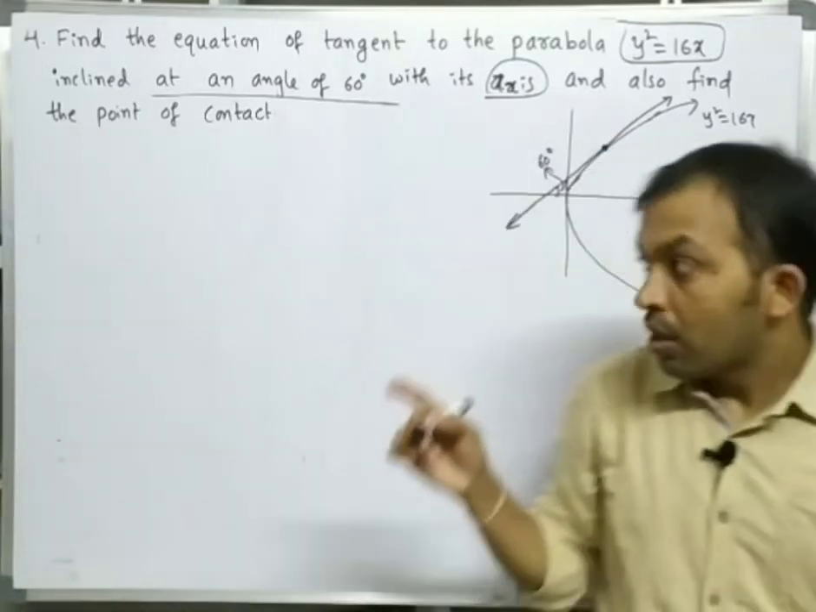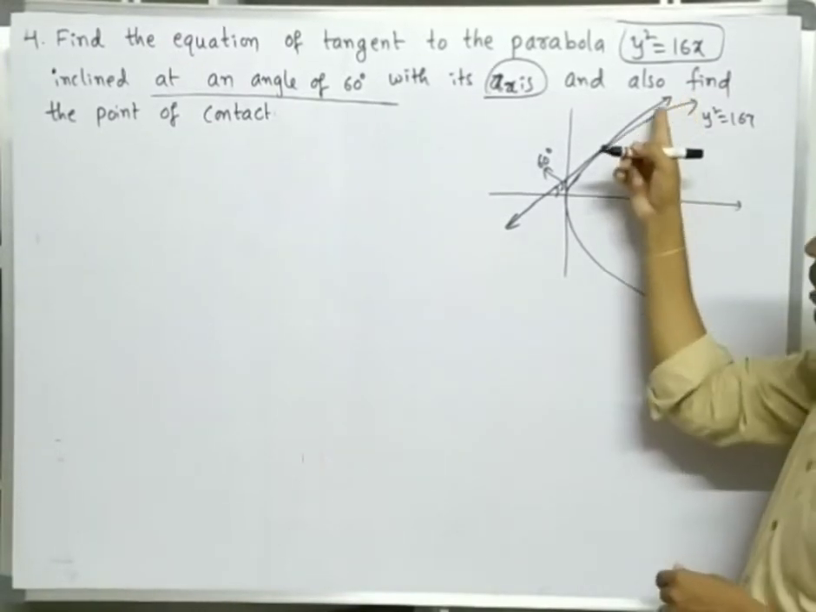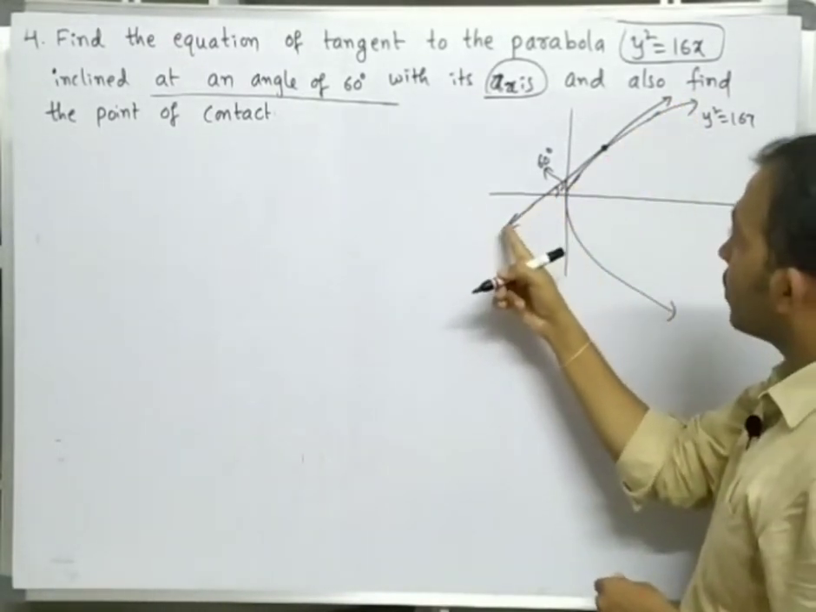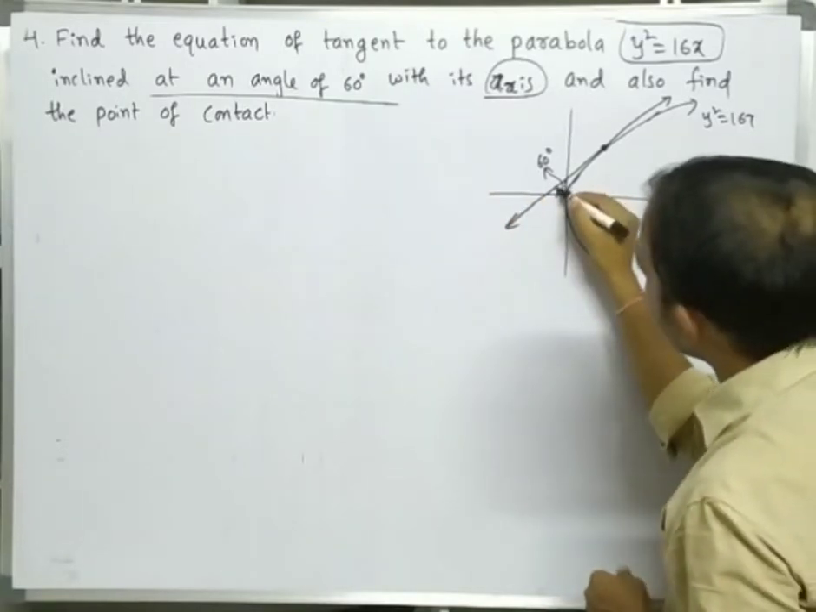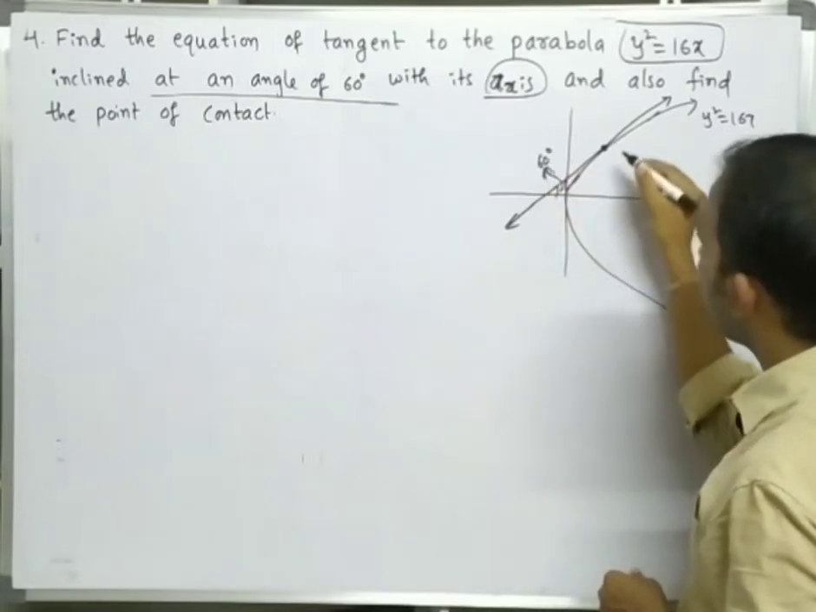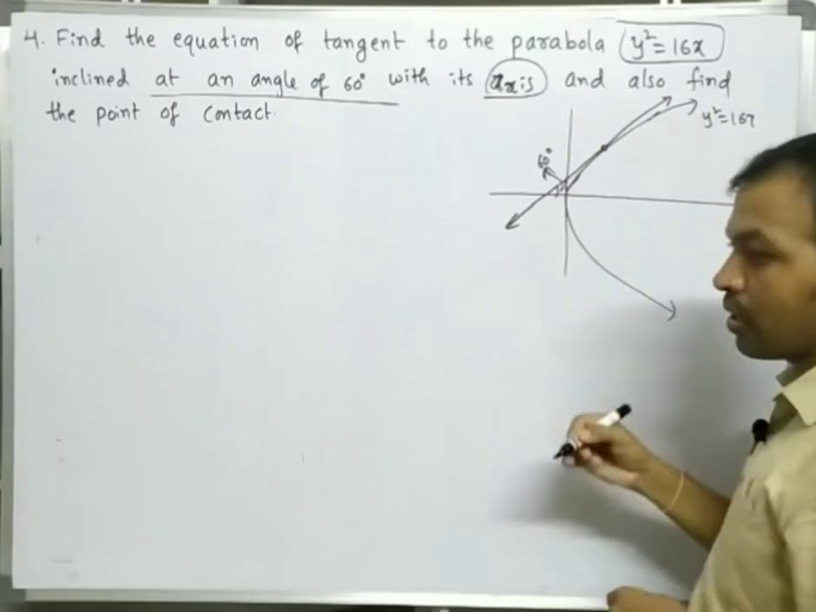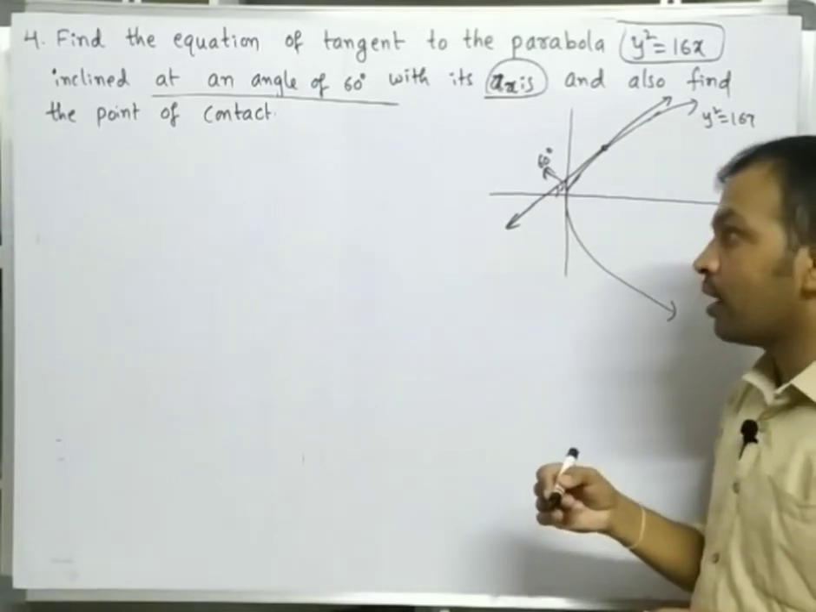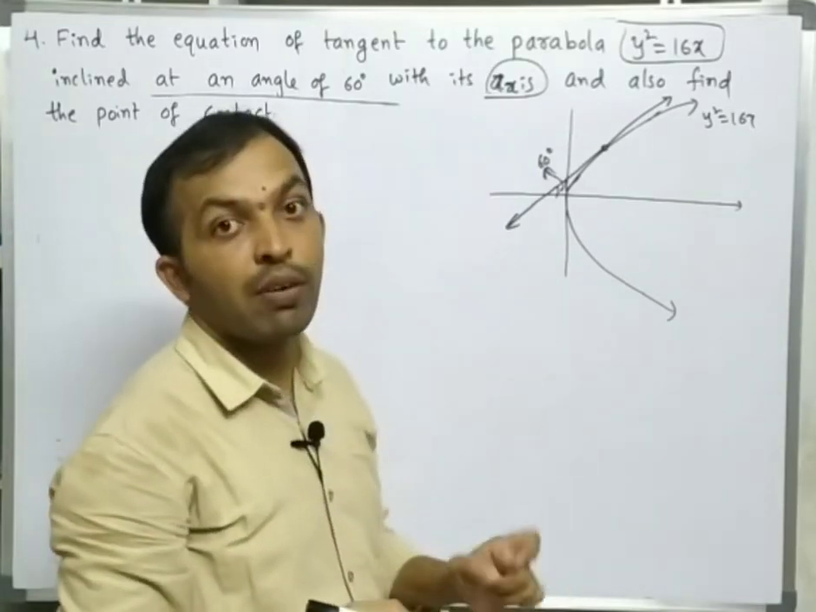This is the parabola y square is equal to 16x. There is a tangent making an angle of 60 degrees with the positive x-axis. Then we should find the equation of the tangent and the point where the tangent is touching the parabola, which is called the point of contact.